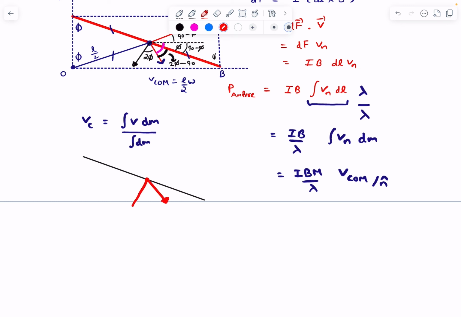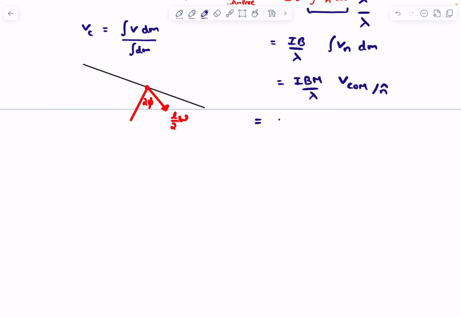Velocity of the center of mass makes an angle 2 phi with the normal direction. Okay, and the velocity of the center of mass, we figured out, was L by 2 omega, because the distance of the center of mass from the ICOR is L by 2. So the normal component, so now we can continue with this expression.